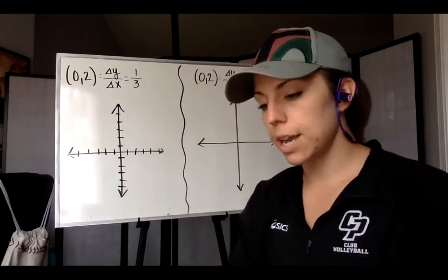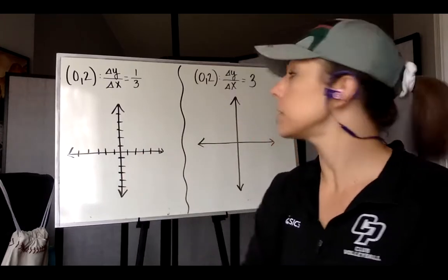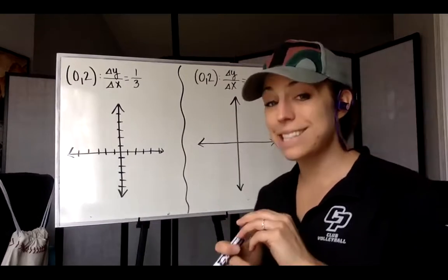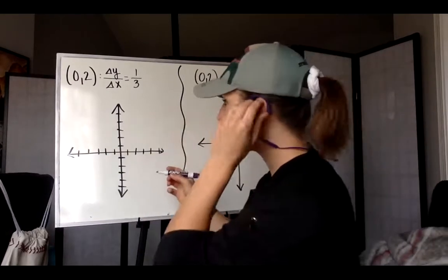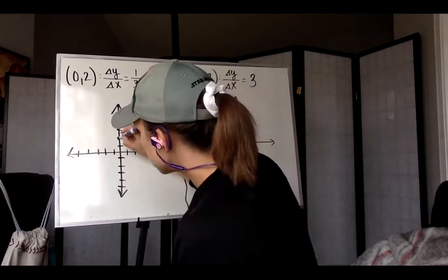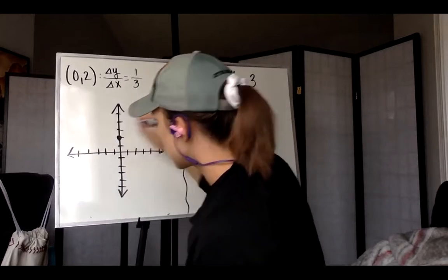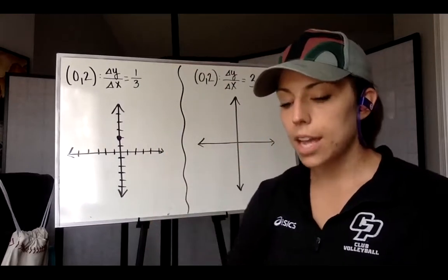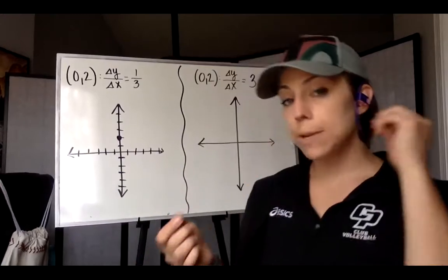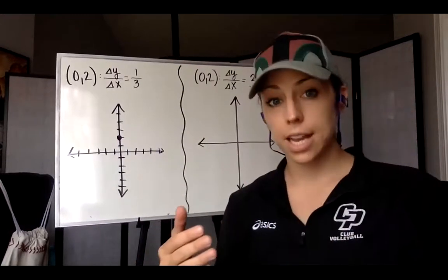Okay, so in our first example, you are given the point 0, 2. So that means that is a solution point. That's part of your function. So you're going to start with that. 0, 2 is right there on the y-axis. Okay, now your rate of change is basically telling you how to get to the next solution point.